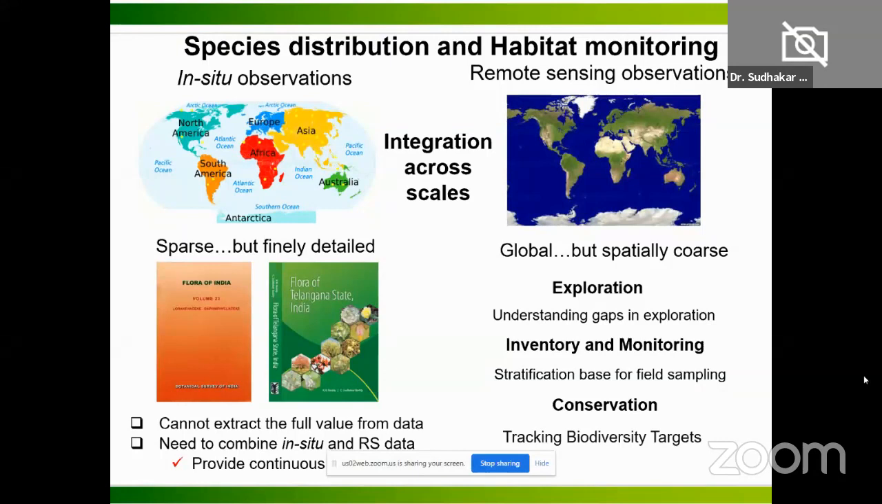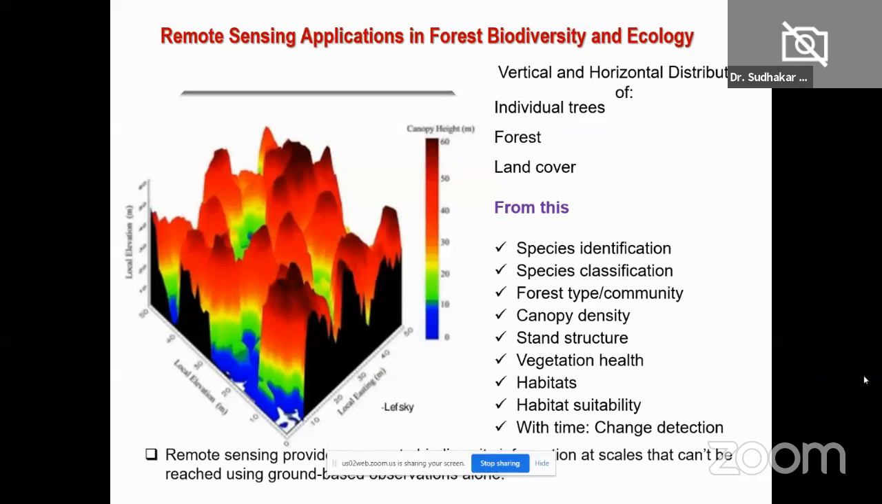So here I am showing in a simpler way the applications of remote sensing. What exactly we are getting here is the vertical distribution of trees, forest, and land cover, and also the horizontal distribution of these features. So from this information on different individual species, forest, and land cover, we can make use of the information on species identification by using the different kinds of spectral signatures in the electromagnetic spectrum. We have optical data, microwave data, thermal data, and even LiDAR data for use in identification and classification.